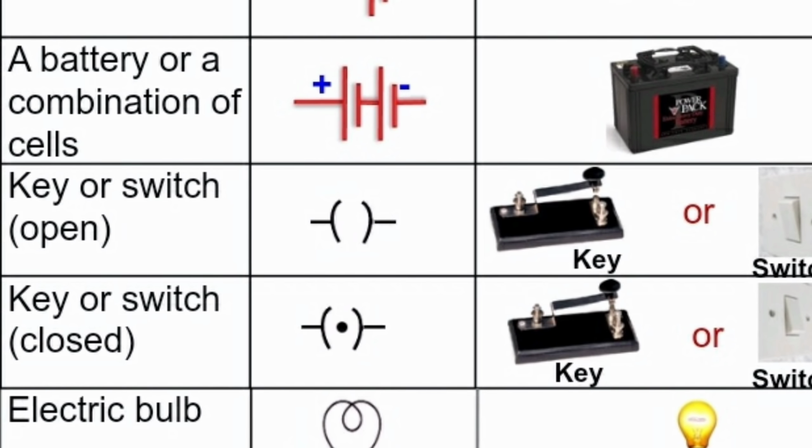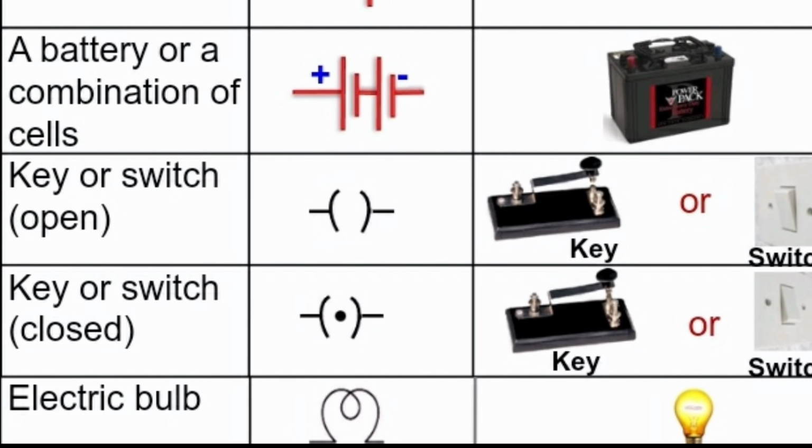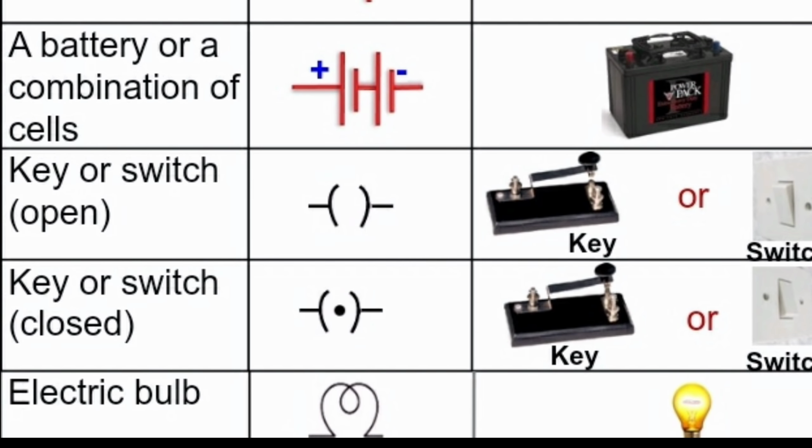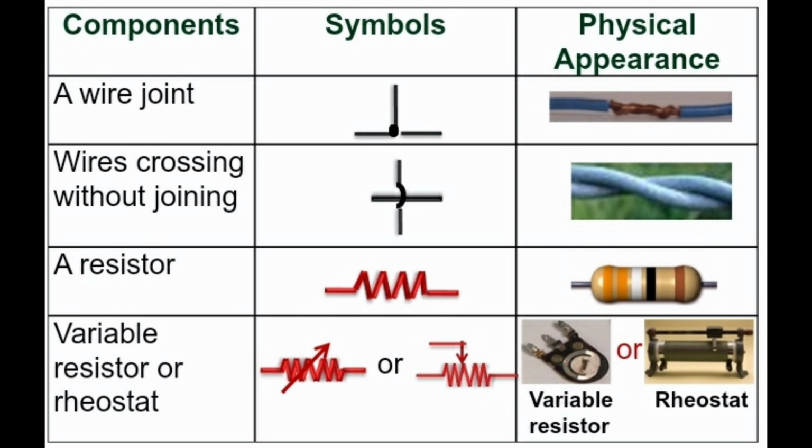Next we have the electric bulb. The symbol of the electric bulb is given, and its physical appearance is also shown on the screen. Moving on to the next component, a wire joint. The symbol of a wire joint is shown where two wires are meeting; we draw a node there, and the physical appearance of a wire joint is seen. Going to wires crossing without joining, we show it with a loop. In the symbol you can see the physical appearance of wires crossing without joining.